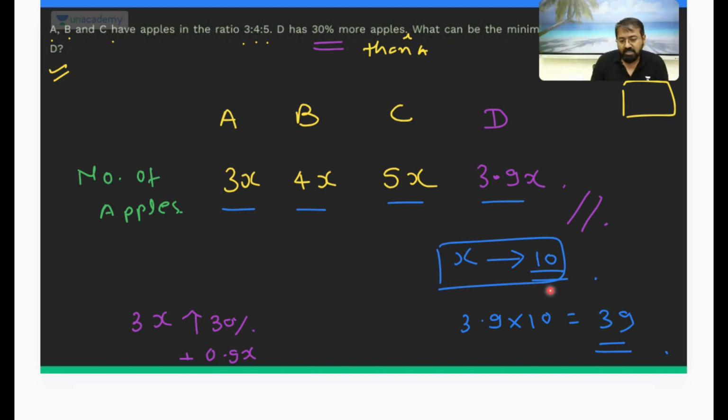So yeah, now this is what we know. So guys, the minimum number of apples with D will be 39 when you take x as 10. Are we all clear? Everyone just confirm once in the chat box. Have you all understood now?